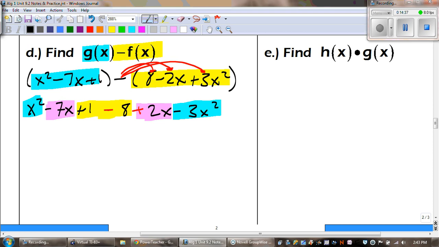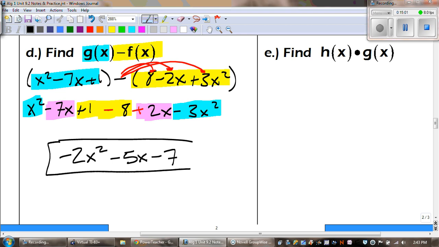So x squared, we're writing this in standard form. So x squared plus 3x squared, or x squared minus 3x squared, sorry about that. We get negative 2x squared. Negative 7x plus 2x gives us a negative 5x. And 1 minus 8 gives us negative 7. Okay, and I'll color code everything once again for you guys. That's where we're getting all that information.